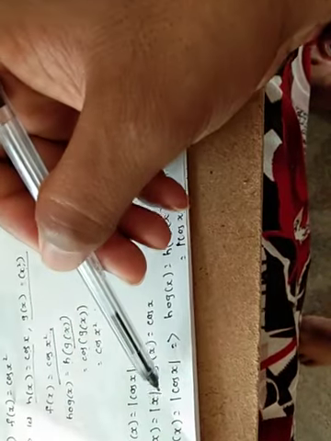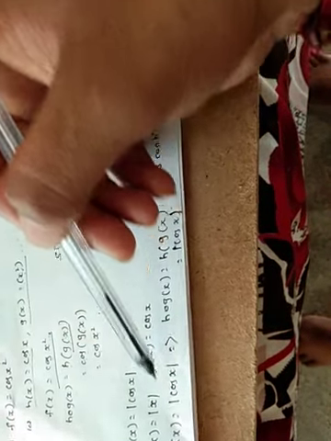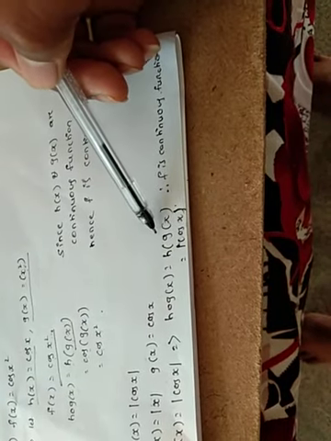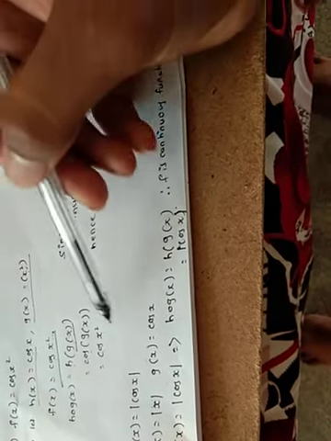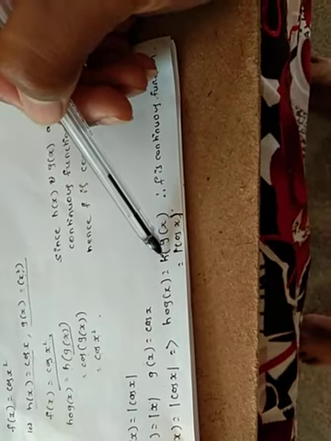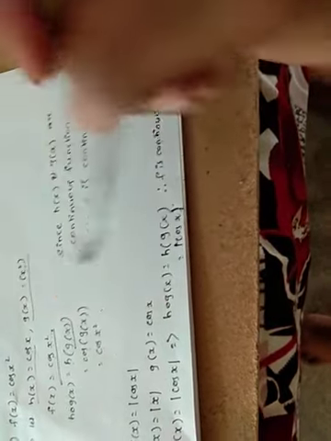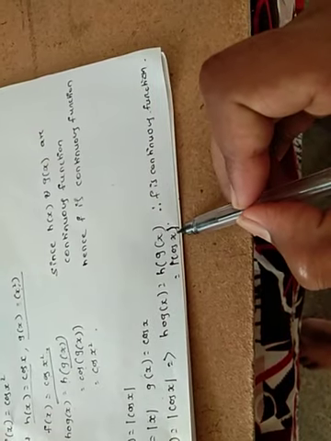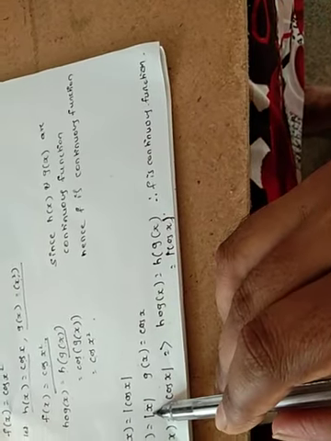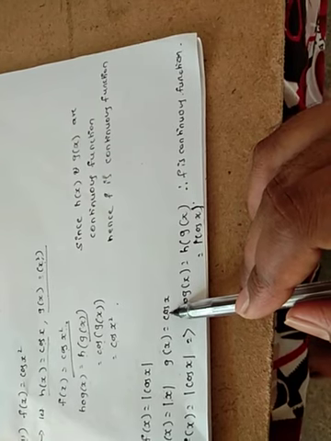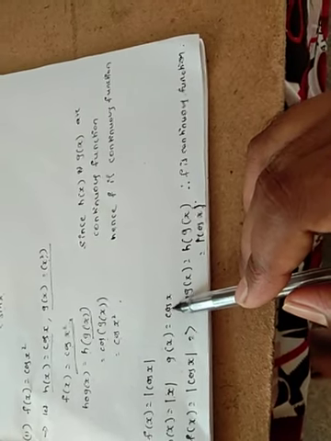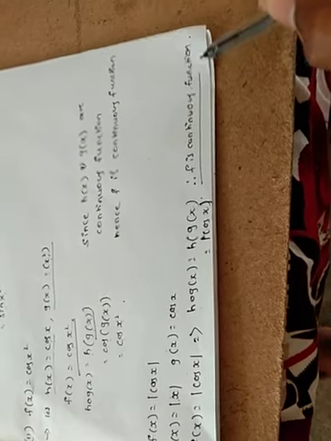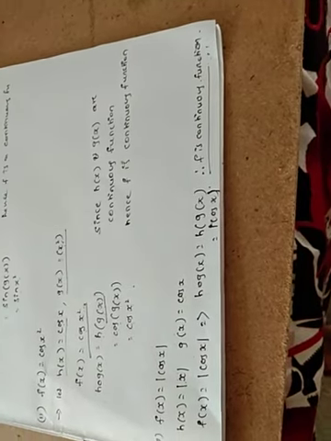So f of x is equal to modulus of cos x, which is nothing but hog of x. hog of x means h of g of x. So g of x means cos x, and h of x means mod x. So instead of x in h of x, we get modulus of cos x. Since the modulus function is a continuous function, and cos x is a trigonometric function, which is also continuous, therefore modulus of cos x is a continuous function.